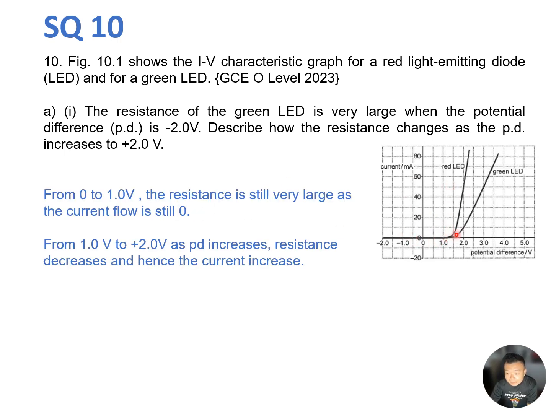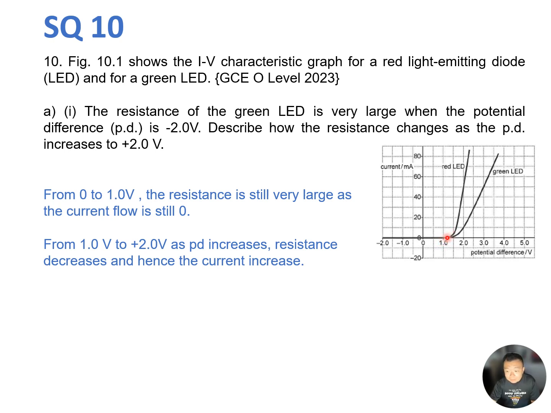So anything below 1 volt or 1 point something volt, and in the negative region, negative voltage, like a diode, it doesn't allow current to flow in the opposite direction. So over here, there's no current flow. No current flow means the resistance must be very, very large. So from 0 to 1 volt, the resistance still remains very large because we see that the current is still 0 from 0 to 1 volt or 1 point something volt, 1.2 volts perhaps.